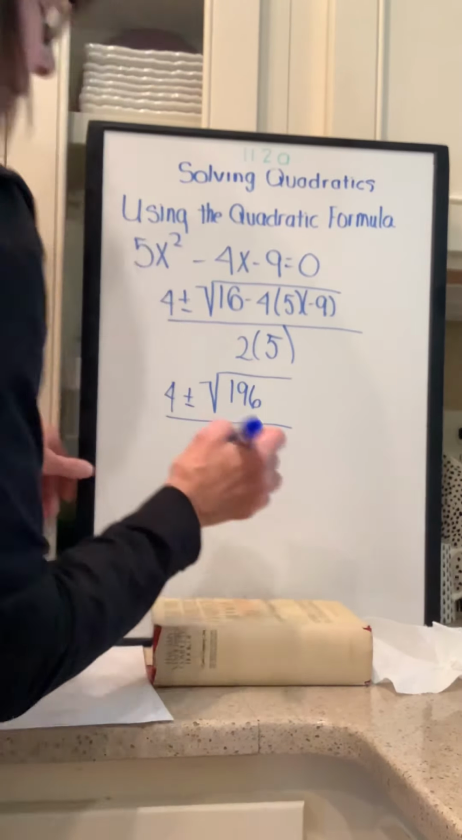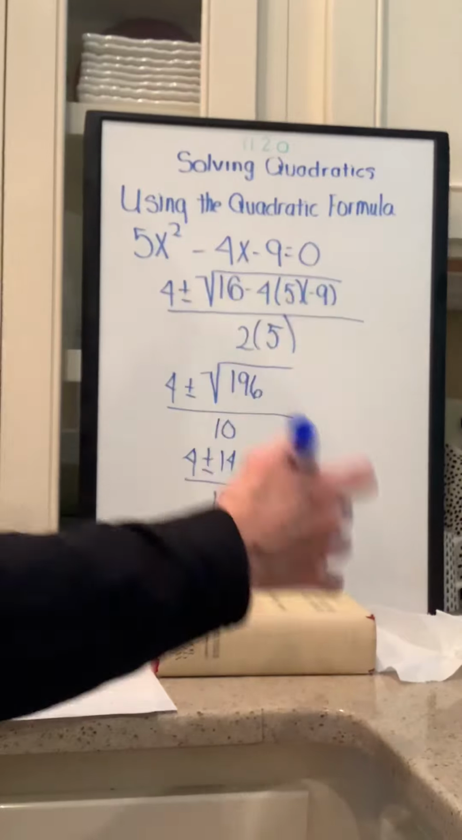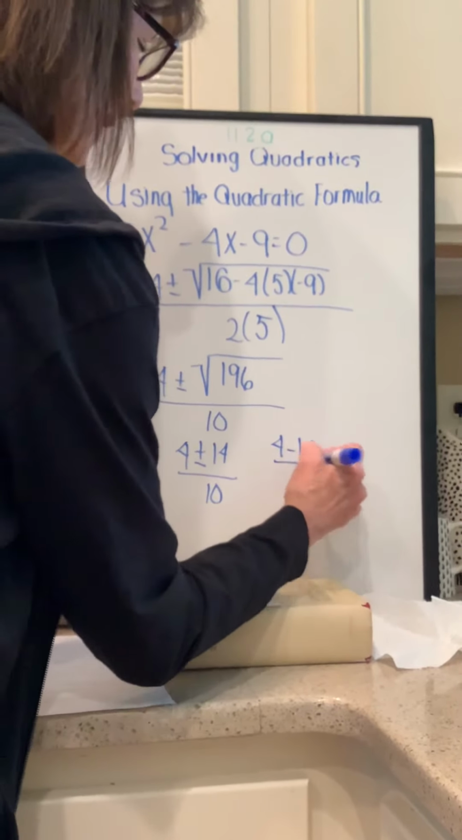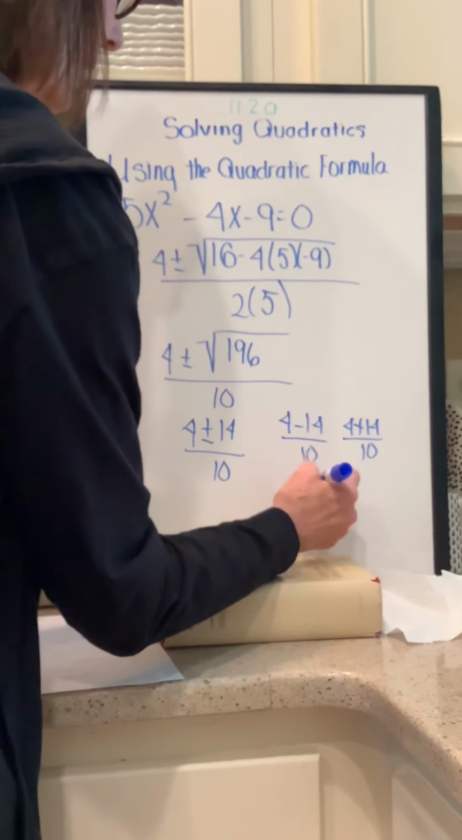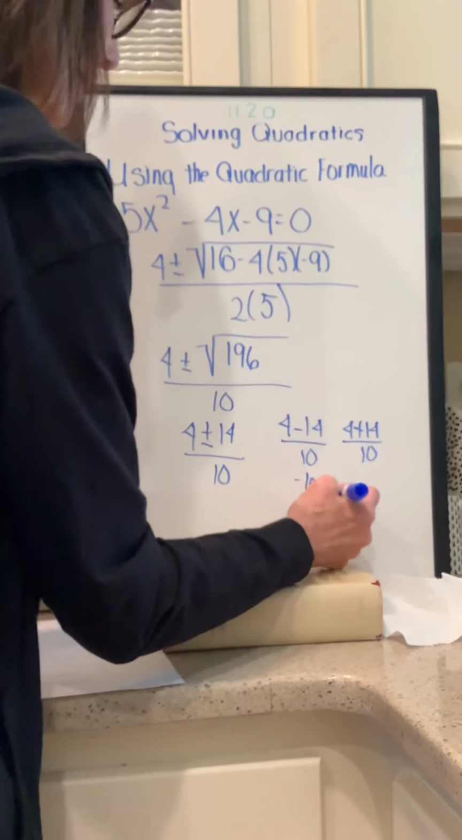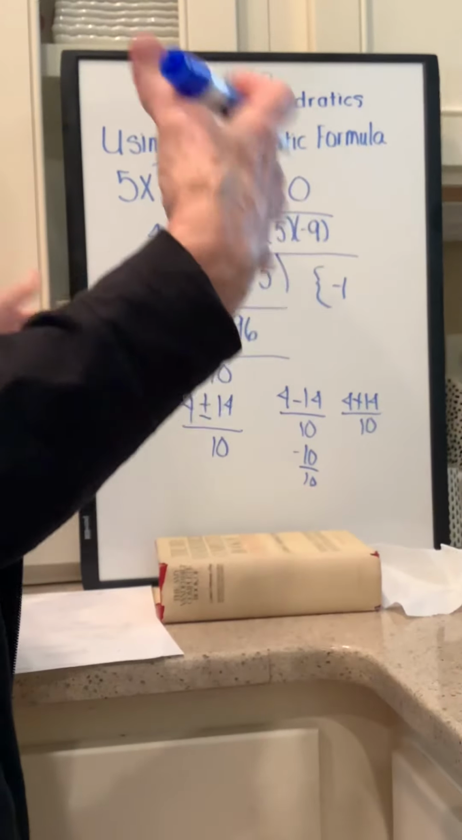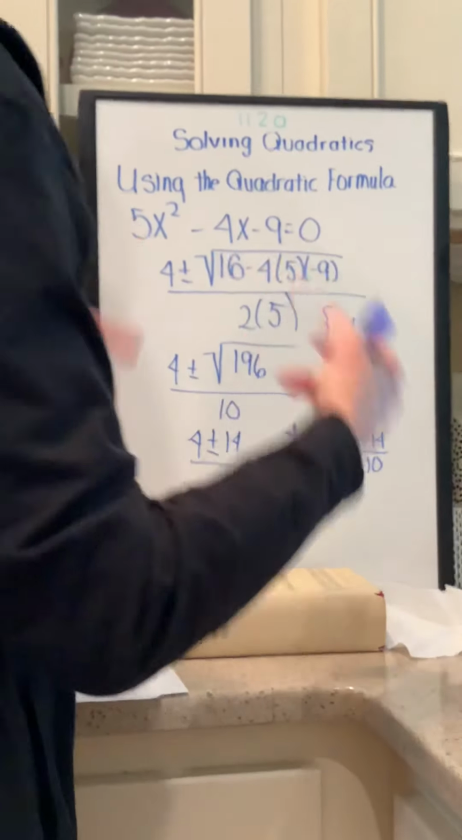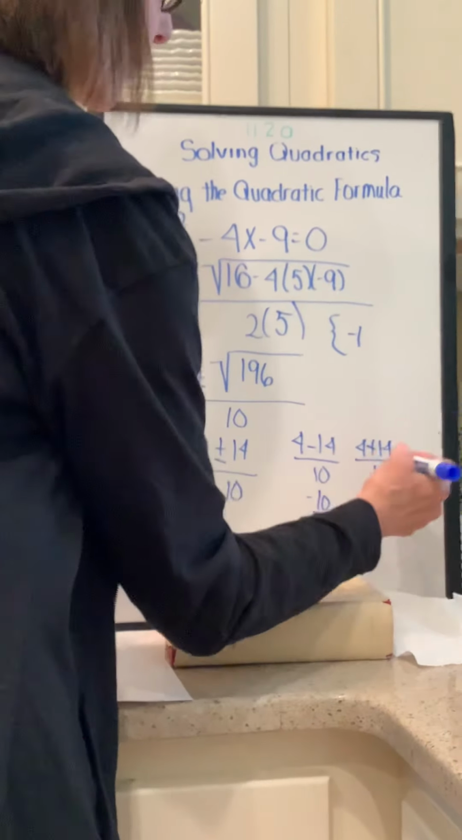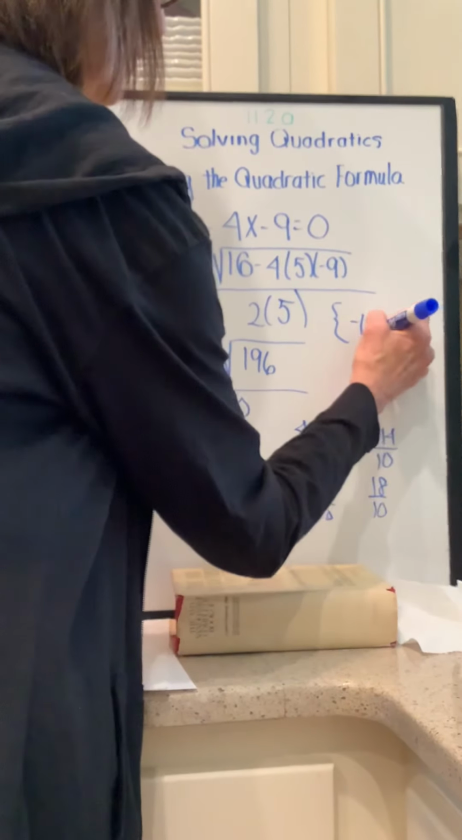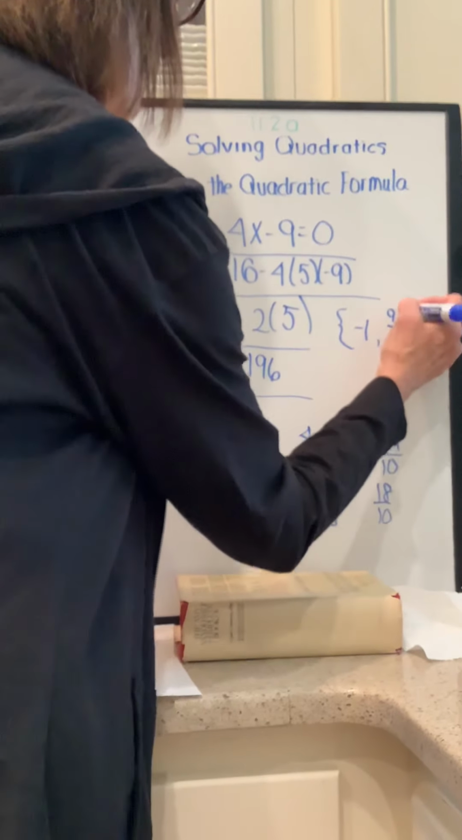Okay, remember these numbers, you're going to have to work it out. So this is going to be 4 minus 14 over 10, and then 4 plus 14 over 10. So 4 minus 14 is negative 10 over 10, and so that's negative 1. It's negative 1 is one answer. We put it in braces. The braces are automatic in the computer. You just have to put the numbers in there. And then 4 and 14 is 18 over 10. That reduces to 9/5. So your answers are negative 1 and 9/5.